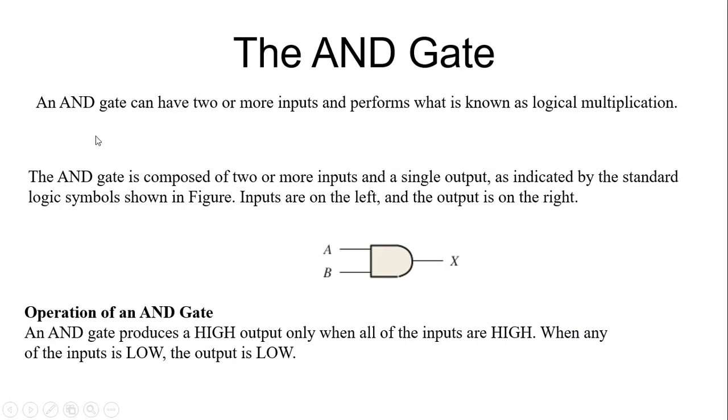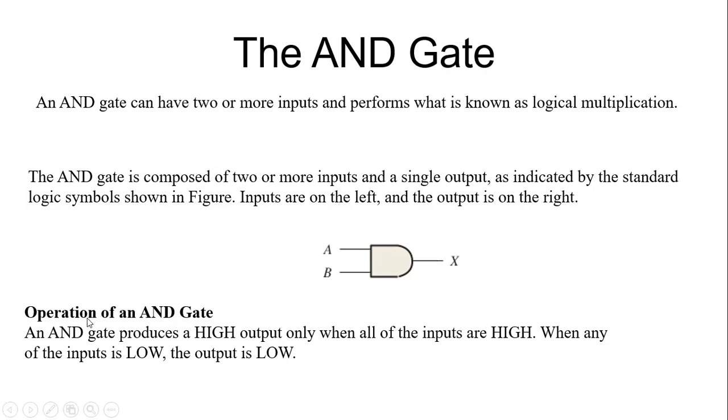The AND gate. An AND gate can have 2 or more inputs and perform what is known as a logical multiplication. The AND gate is composed of 2 or more inputs and a single output as indicated by the standard logic symbol. This is the standard logic symbol of an AND gate. Inputs are on the left side and output is on the right side. So A and B, these are the 2 inputs. This is a 2 input AND gate, and this line represents the output represented by a Boolean variable X.